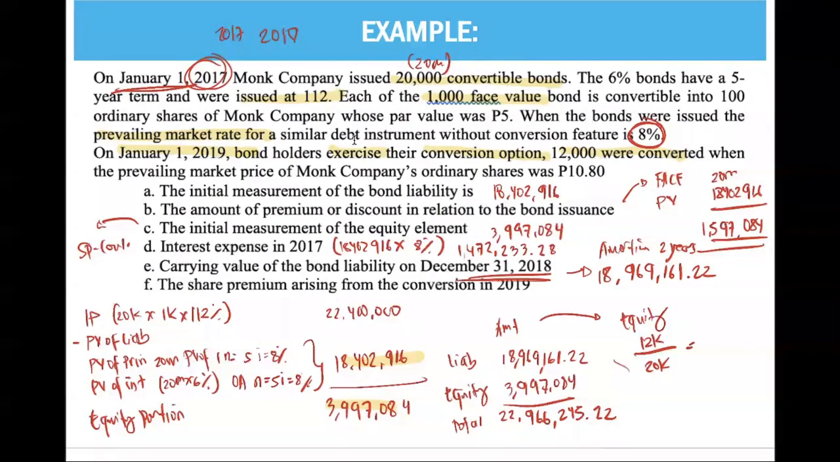So 22,966,245.22 times 12 over 20 will give us 13,779,747.13. Okay? So in your 13,779,747.13, the converted equity now will be your share capital and your share premium.